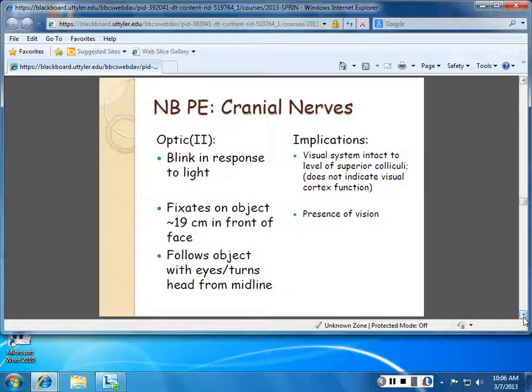For the optic nerves, I'm going to go through these real fast. They should blink in response to light. They should fixate on an object. Remember, their vision is real blurry at first, so only about 19 centimeters from their face. It's not very far. But fixate on something in front of their face. And like I said, they follow with their eyes and turn their head from the midline. You can't expect a newborn to start with their head turned to the side and come back to the midline. They don't do that. So position in midline and watch them turn to either side.